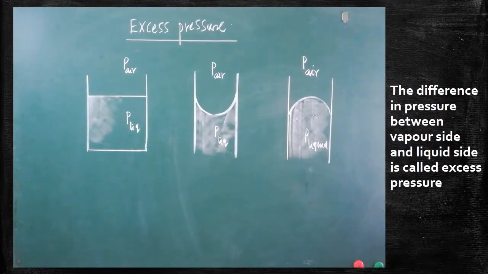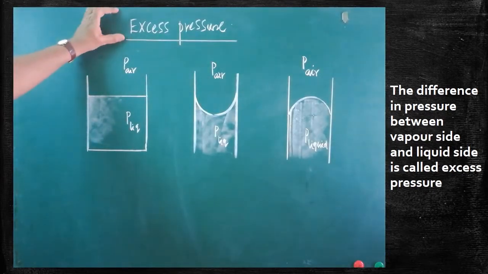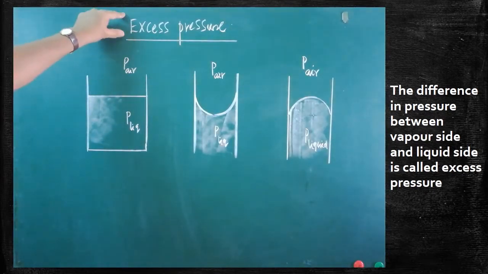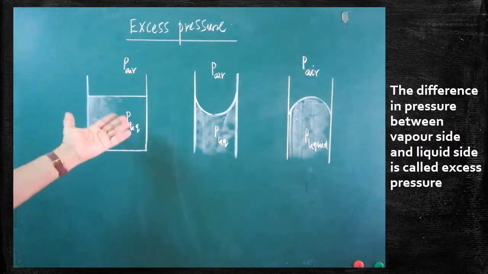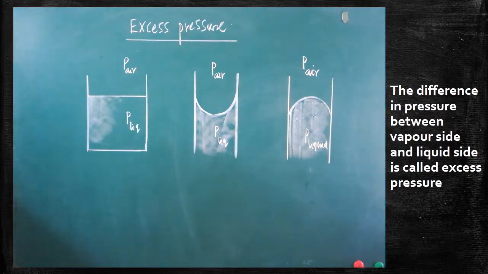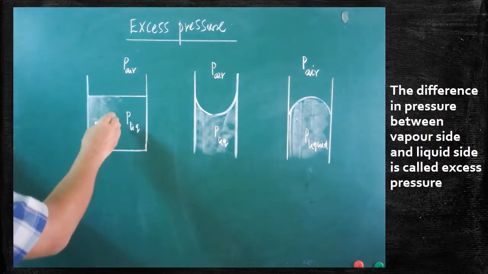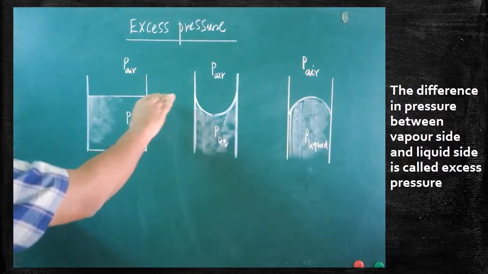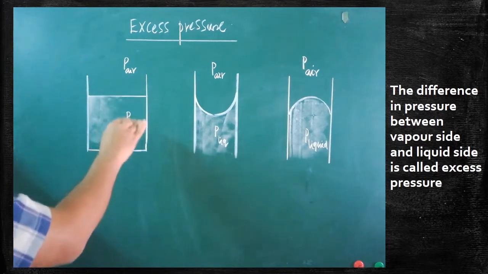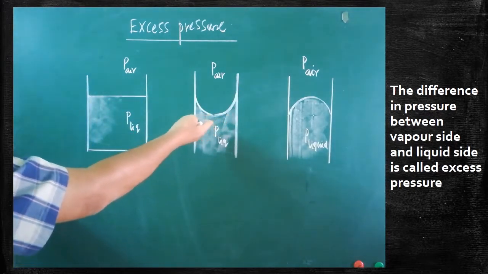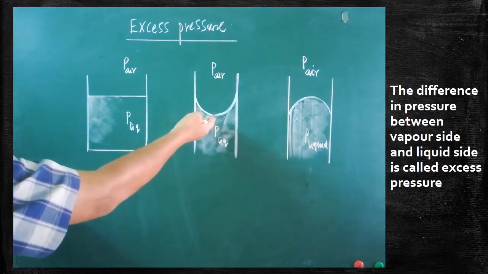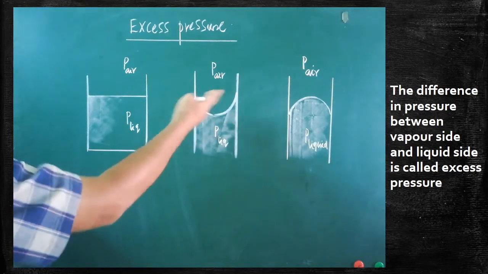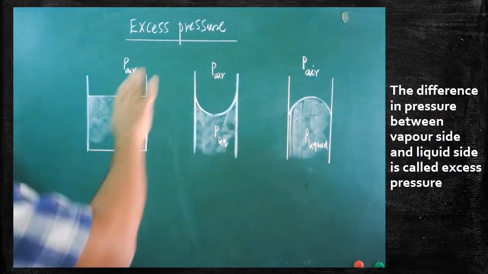Now we are going to learn what is the meaning of excess pressure. Without learning the meaning of the excess pressure, we can't learn the concept. Look at that. Here, a liquid is filled up within a beaker. The surface is flat. The surface is plane in nature. In the other two cases, the surface is not plane. It is not flat. In both cases, the surface is curved in nature.